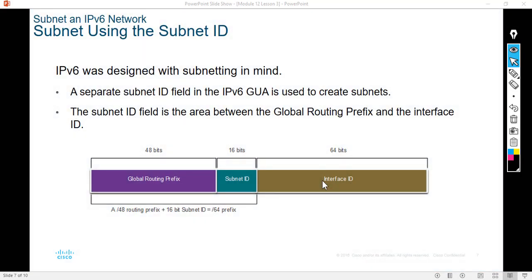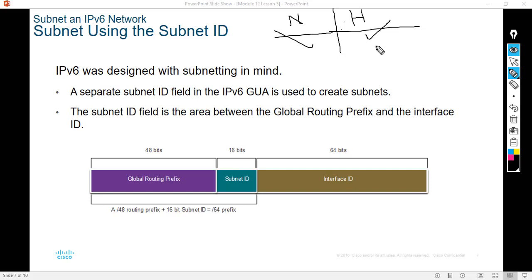You recall that with IPv4 we had to borrow bits from the host portion. You remember that you had to divide an IPv4 address into two parts: the network portion and the host portion. We had to borrow bits from the host portion to create subnets, and to add additional hosts, we had to borrow bits from the network part of the address.